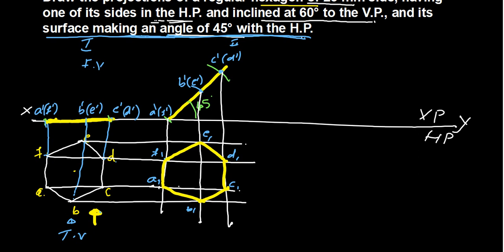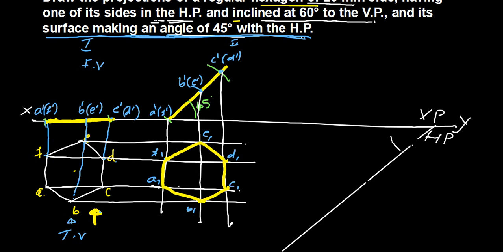So this second step is completed. Now we'll go for the third step. In the third step there will be inclination to VP. So it is having 60 degree. One of its sides is making an inclination of 60 degree to the VP. Any one of the sides you can take, A1 F1 or D1 C1, making inclination 45 degree to the VP.